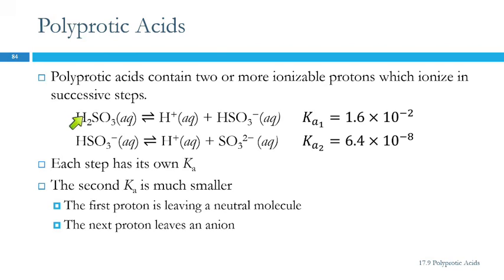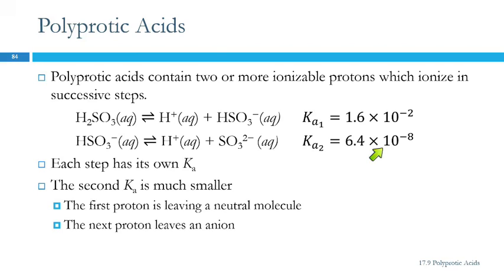So the first step is for this to lose 1 hydrogen, and that leaves us with a hydrogen sulfite ion, and this has an equilibrium constant. This HSO3 minus has a hydrogen. It can lose that hydrogen as well, leaving us with sulfite ion. That also has an equilibrium constant.